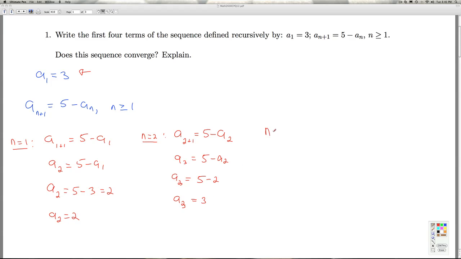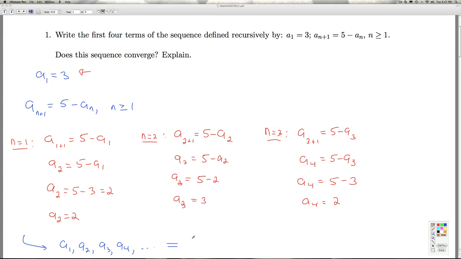Now I look at n equals 3. I plug that into the recursion equation. a_{3+1} is 5 minus a3. So a4 is 5 minus a3, which is 3. And so I get a4 is equal to 2. So the first 4 terms of the sequence are a1, a2, a3, a4. And a1 is 3, then 2, then 3, then 2.